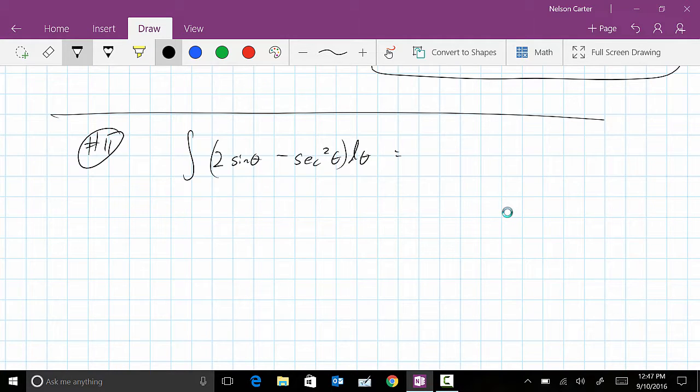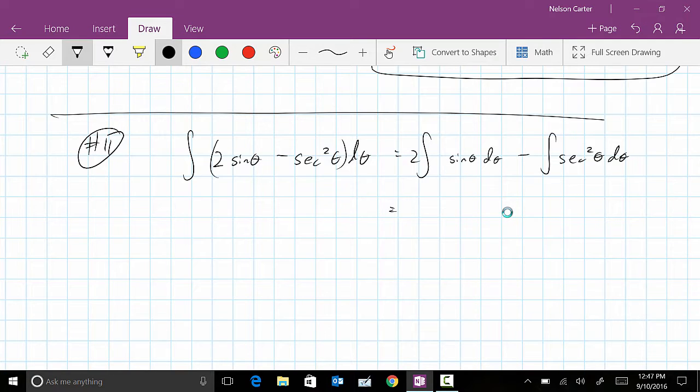Well, you're going to need to split this one up. Or, I mean, you don't have to, I guess, but I'm going to split it up. So 2 times the sine of theta d theta minus the integral of the secant squared of theta d theta. And you pull the 2 out. So the 2 can come out.